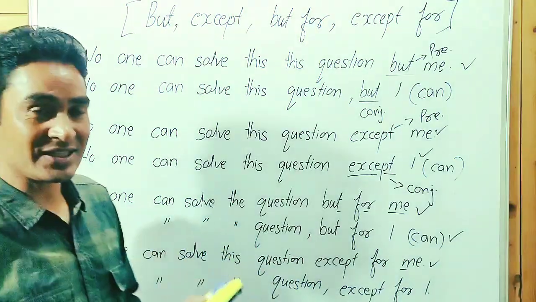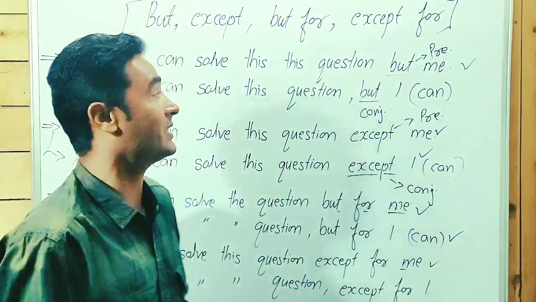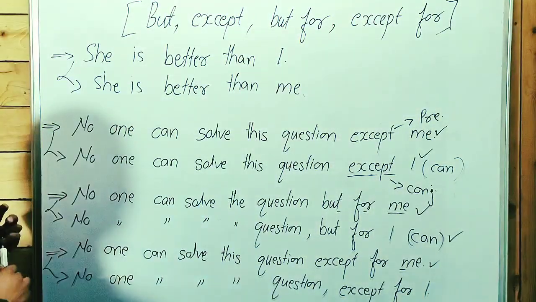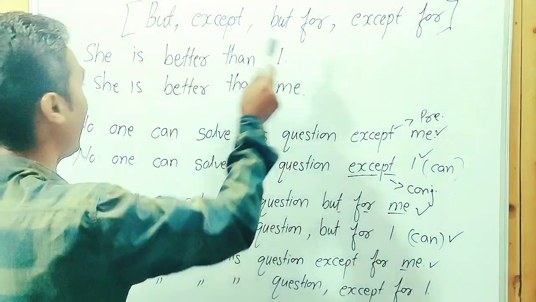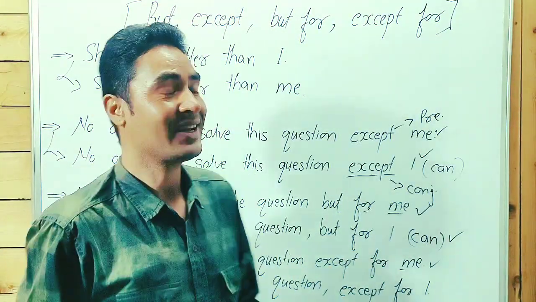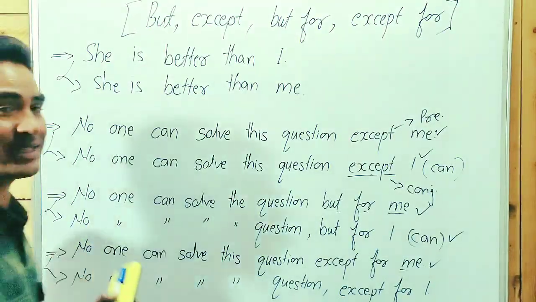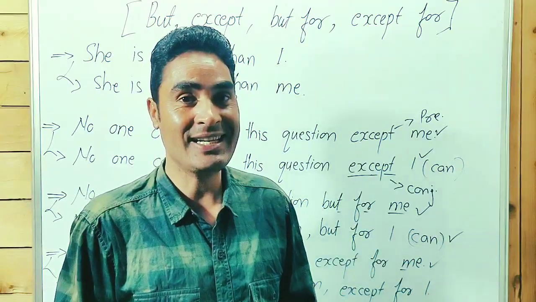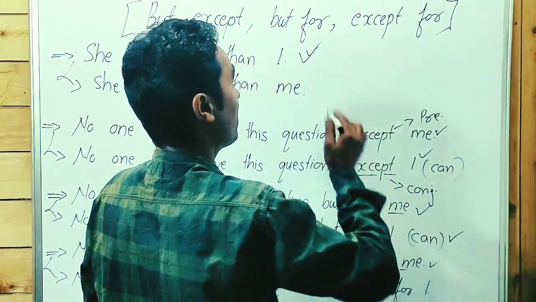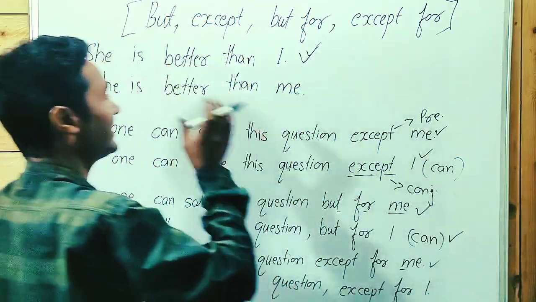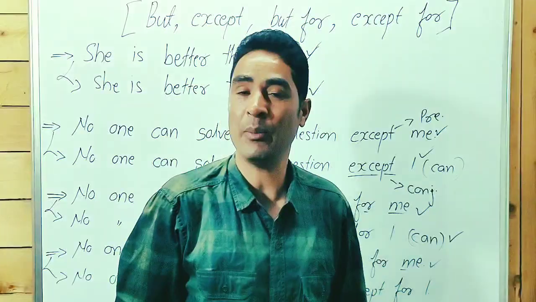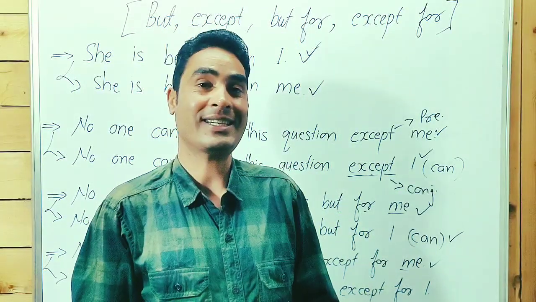Let me write two more sentences. Now have a look at these two sentences: She is better than I, and she is better than me. Which one is correct? Both the sentences are correct, but if you follow British English, formal English, the first sentence will be 100% correct. I'm not saying the other one is incorrect. It is also correct. In American English, both the sentences are correct.